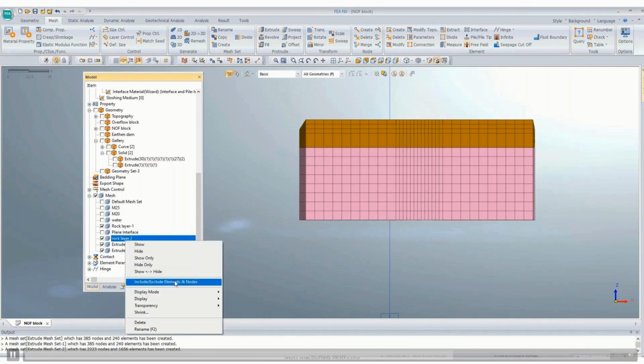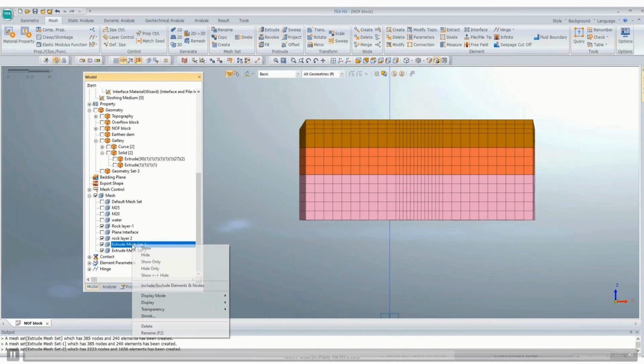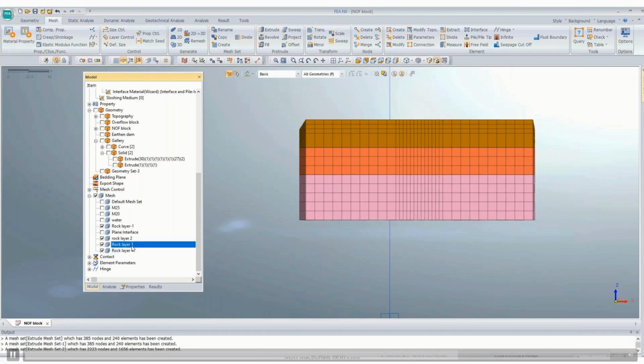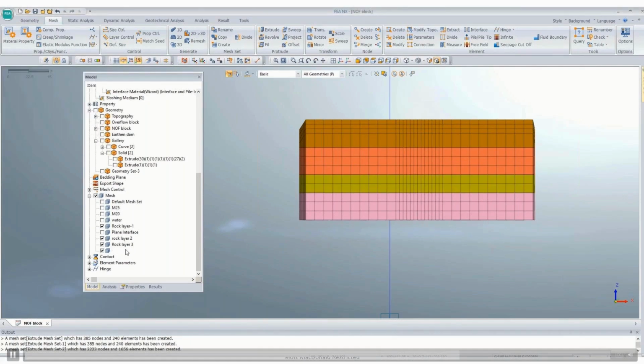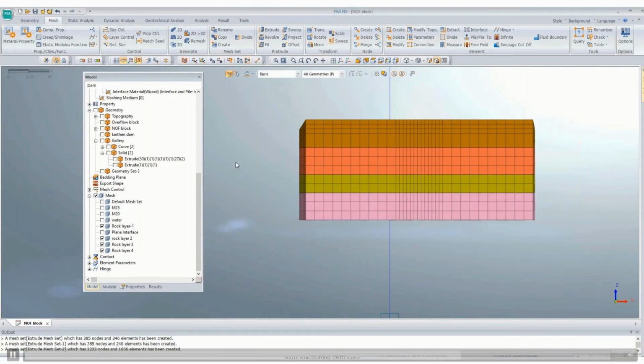And include these elements here. And this I'll rename to rock layer 3. And this I'll rename to rock layer 4. Rock layer 3 is up to here. Apply. And the rest is rock layer 4. So I have these various rock layers.